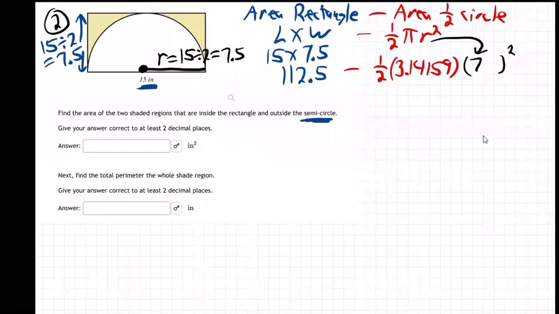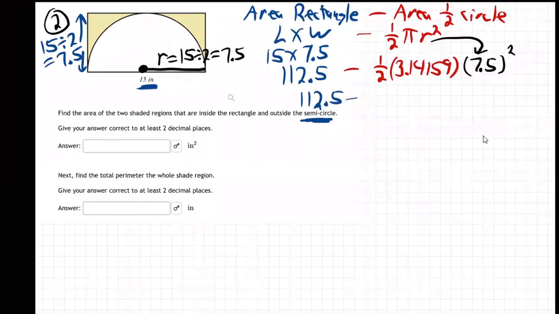So the radius is 7.5 squared. Is that making sense there? Because remember, radius is halfway across the circle. It's from the middle to the edge. So I've got to take half of the 15. All right, so then hit the buttons on your calculator.